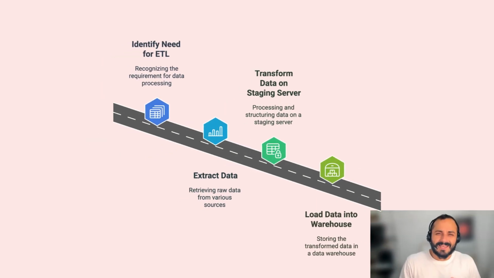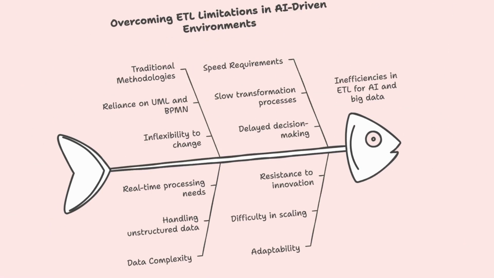Then, before that data even touches your warehouse, it goes through transformation. This is where calculations, standardizations, and aggregations happen in a separate staging area. Finally, once the data is cleaned up and structured, it's loaded into the data warehouse, where it's finally ready for analysis or training machine learning models.